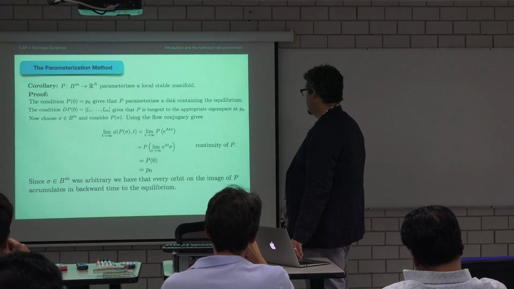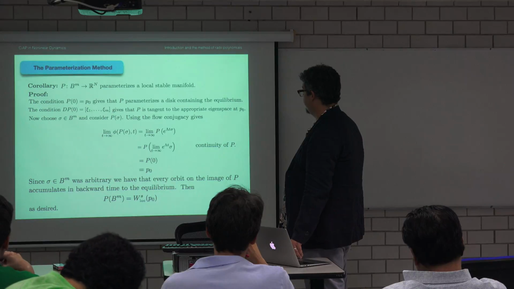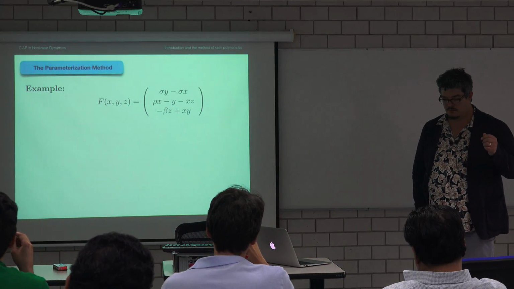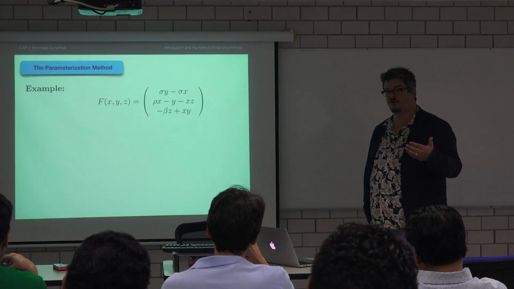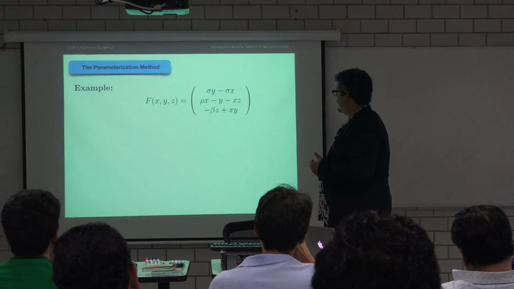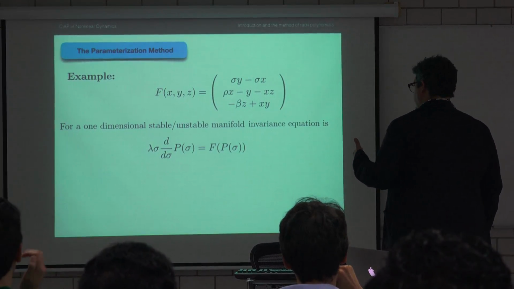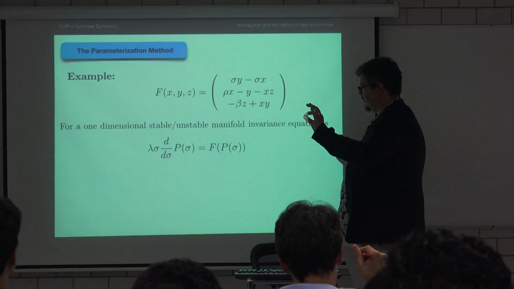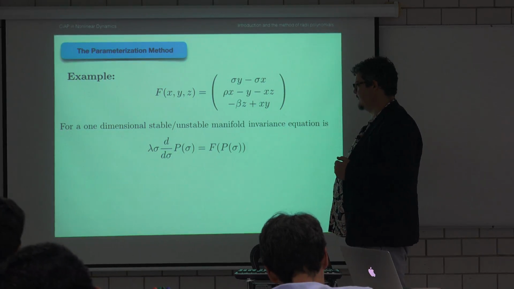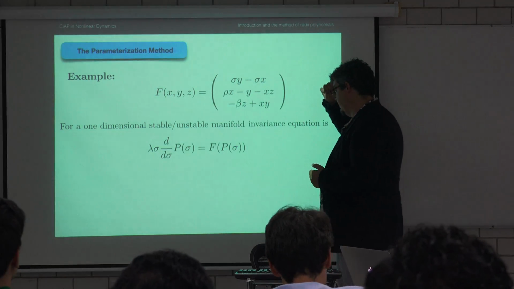Okay. So that's kind of the idea behind the parametrization method. So if it's a good idea to solve that invariance equation, let's see how you actually solve it. Okay? So here's, again, the Lorenz system. Let's consider just a one-dimensional stable or unstable manifold. So, let's say, one stable eigenvalue. Then the invariance equation reduces to this ordinary differential equation.